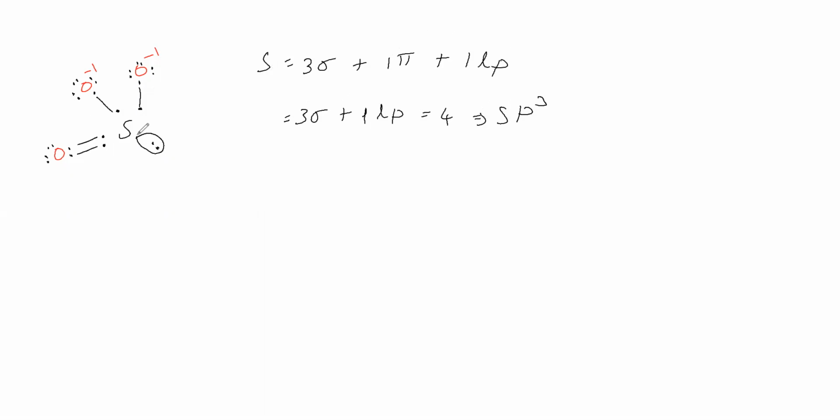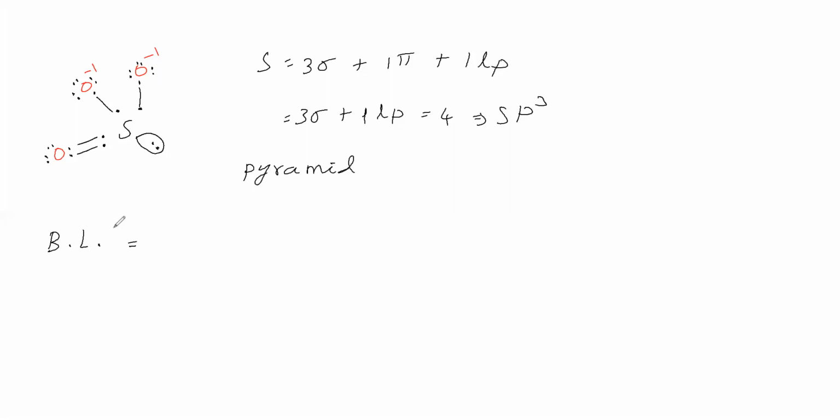Hybridization sp3 means one possibility is tetrahedral shape, next possibility is trigonal pyramid, next possibility is angular. In which category does it come? 3 sigma bonds and 1 lone pair means trigonal pyramid. Therefore the shape of this is pyramid. So hybridization explains the shape of this species. Next we will see regarding bond length.